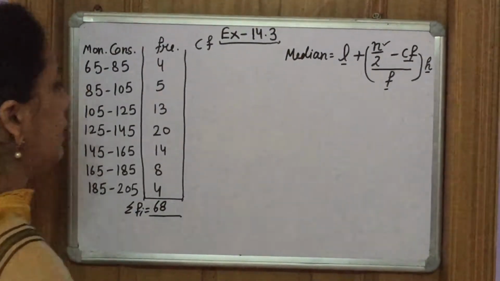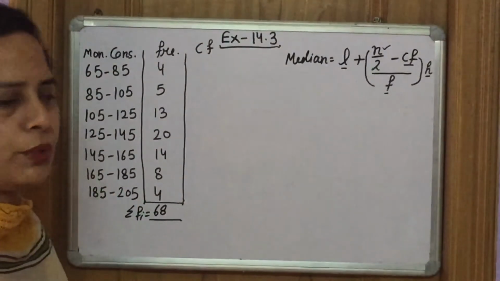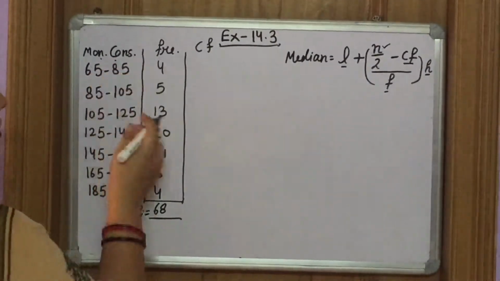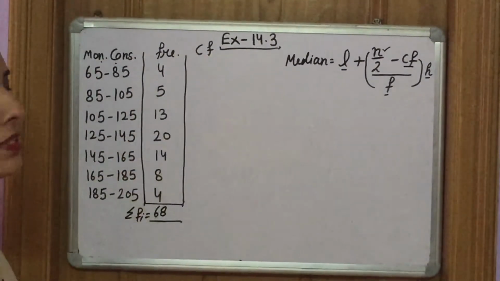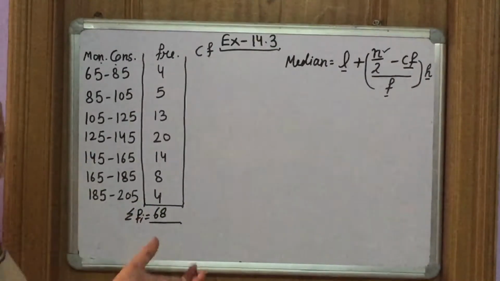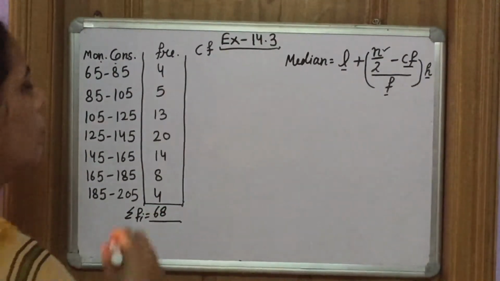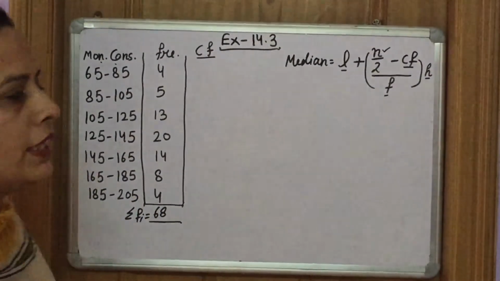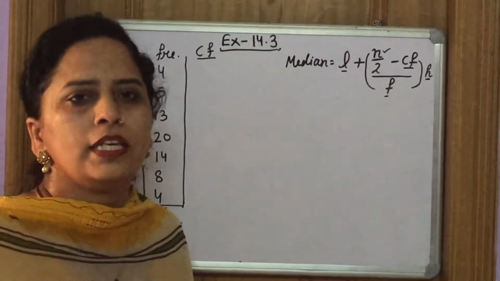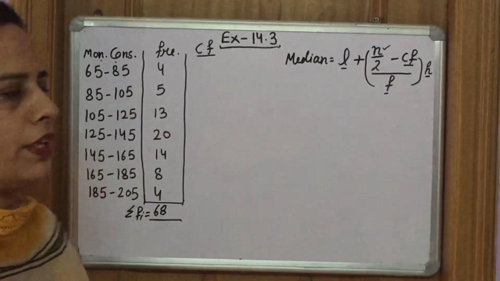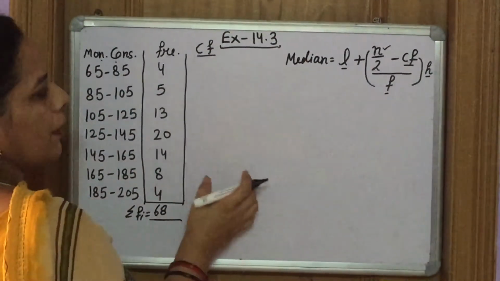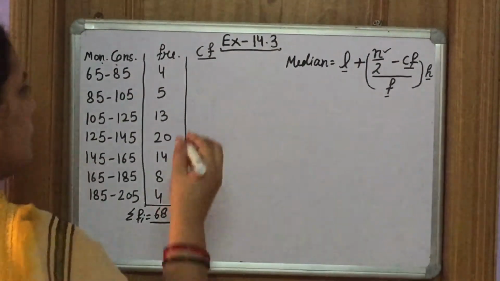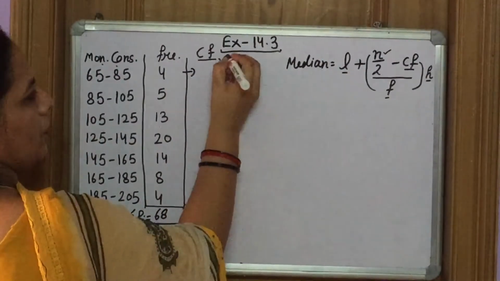First of all, this is the first question of our exercise 14.3. In this question, you are given the monthly consumption of family members. We have to find out the median of this data. So for this, we will obtain a new column, that is CF, that means cumulative frequency. CF is a cumulative frequency which we will obtain by adding the numbers of frequency in a systematic way.